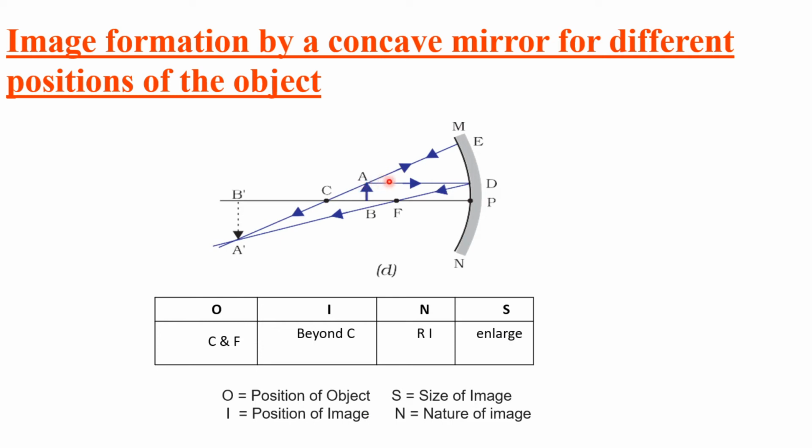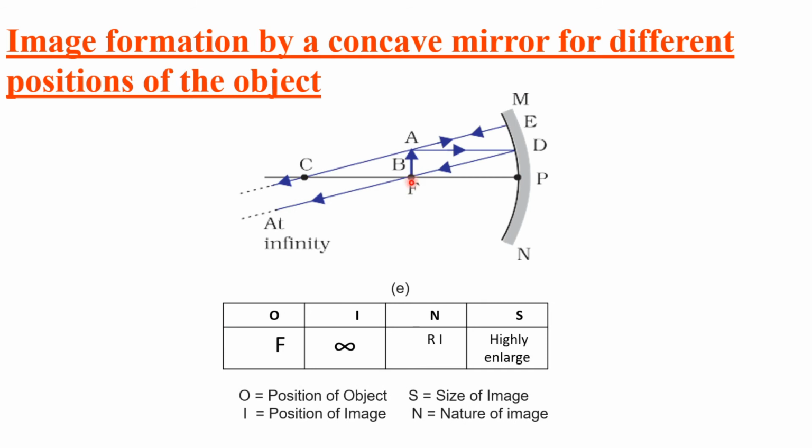Now let us place the object between C and F. So one ray parallel to principal axis passing through the focus, another ray which is passing through the center will be reflected back. The point of intersection is here, that is the image will be formed here. Image is beyond C. The nature is real and inverted and the size will be enlarged.